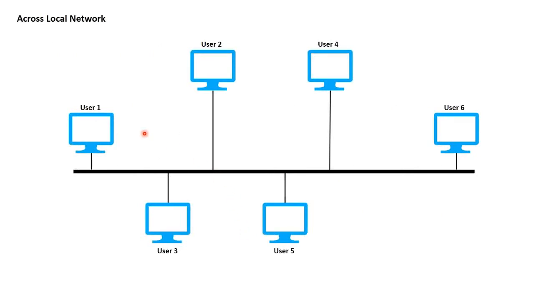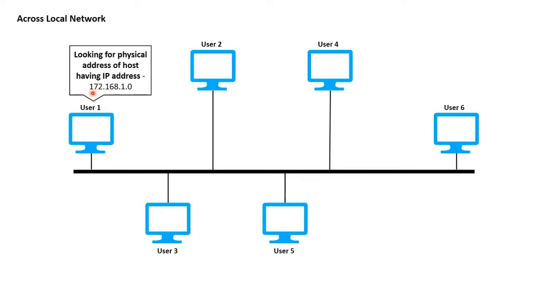In this slide, we will see the demo of how ARP works. Let's suppose user 1 wants to transfer data to user 6, and user 1 has the IP address of user 6. Let's say the IP address of user 6 is 172.168.1.0. Before a device sends a datagram to another device, it looks in its ARP cache to see if there is a MAC address of the destination device, because the adapter only understands the MAC address.